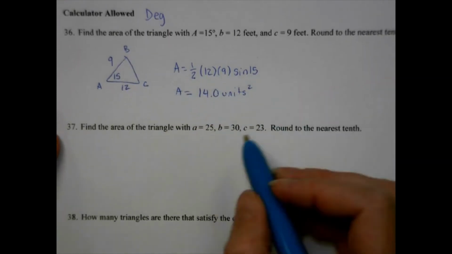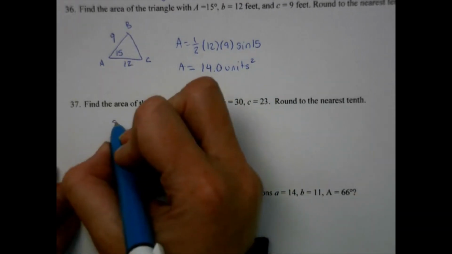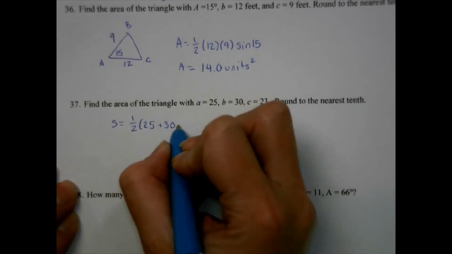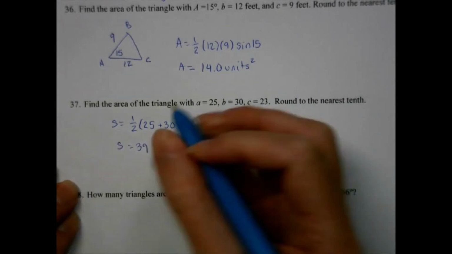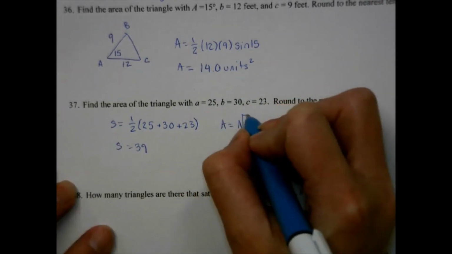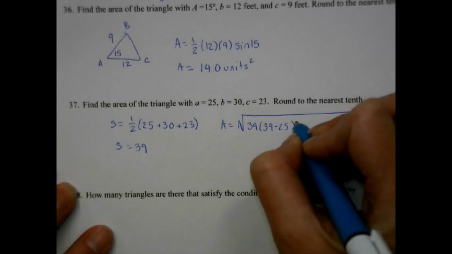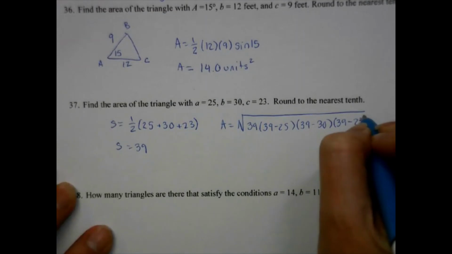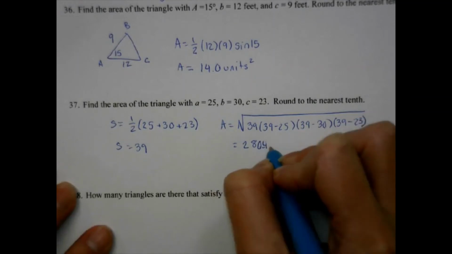This one, we have side, side, side. So we're going to be using this formula. Okay, S is the semiperimeter, is going to be 1/2 25 plus 30 plus 23, which ends up being 39. So my area is the square root of 39, 39 minus 25, 39 minus 30, 39 minus 23, which is 280.4 units squared.